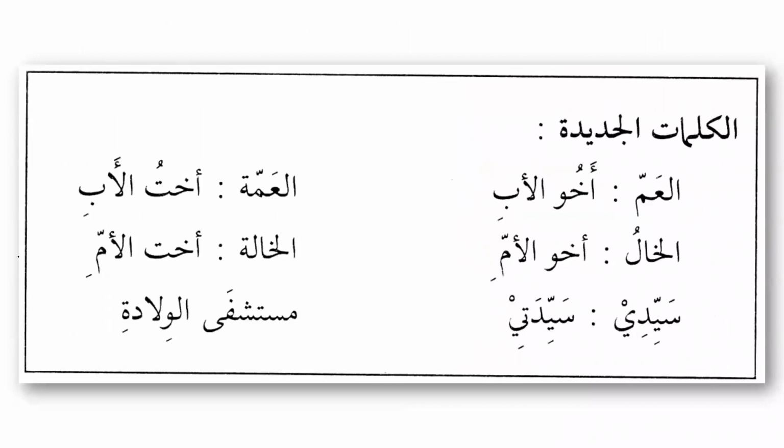Al-kalimatu al-jadidatu, the new words. Al-ammu, so it is akhul abi, the brother of the father. That means paternal uncle. And the feminine of al-ammu will be al-ammatu, ukhtul abi, the sister of the father. That means paternal aunt. Then we have al-khalu, that means akhul ummi. So who is khal? That is the brother of the mother. And al-khalatu, ukhtul ummi. So khala is aunt, and she is the sister of the mother.